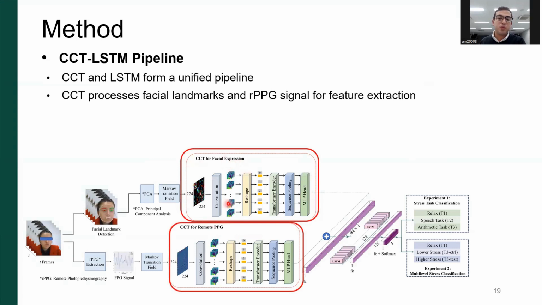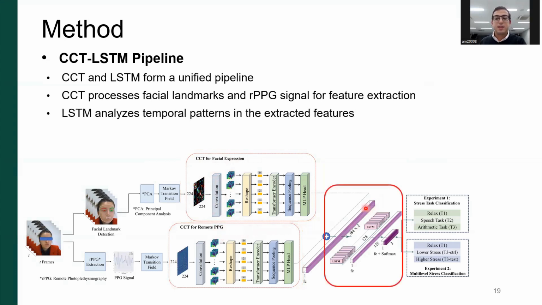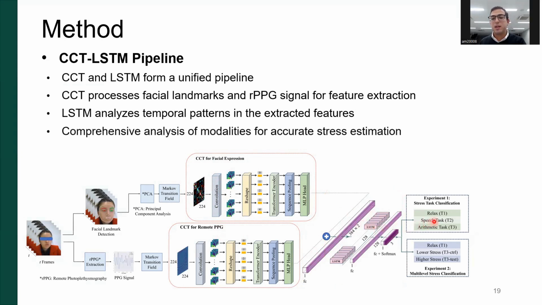Then we would have two modalities, CCT for facial expression and remote rPPG. Then this LSTM block tries to analyze the temporal patterns of the extracted features. And then finally, we would do the stress classification for two tasks, one for stress task classification and one for multi-level stress classification.